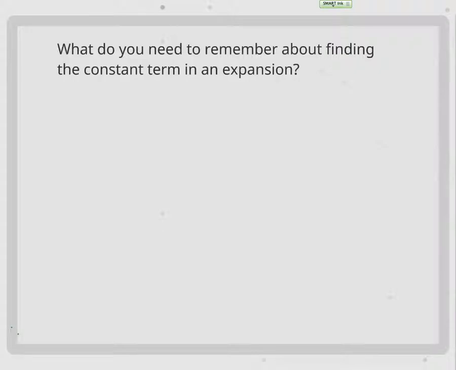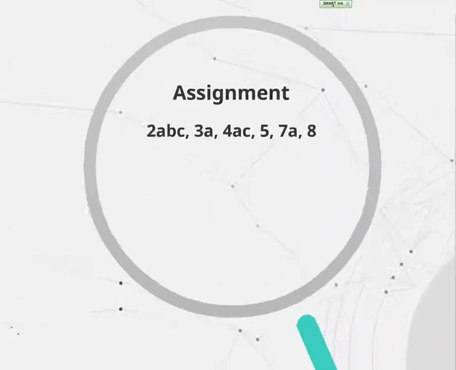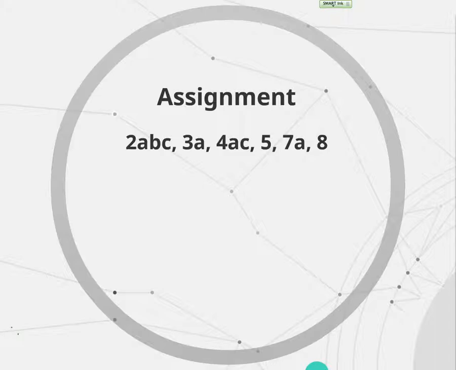The stat box is just what you need to remember about finding the constant term. What does the exponent have to equal if it's a constant term? 0. Okay.